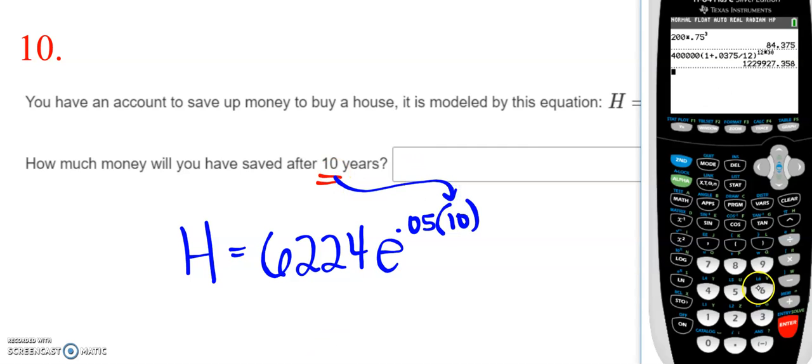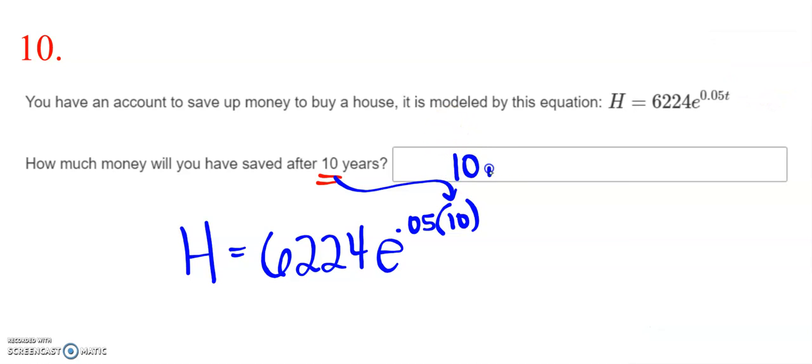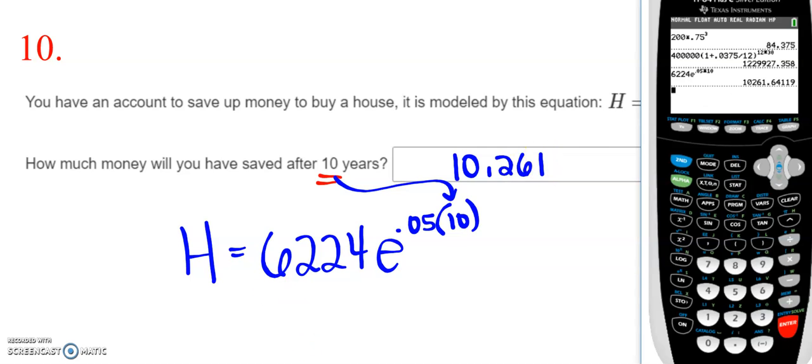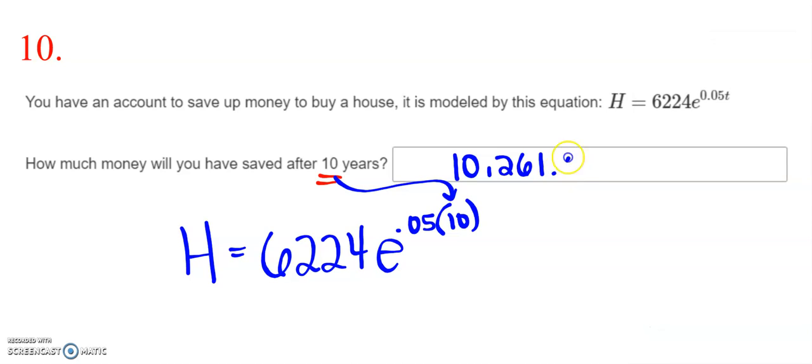So let's use our calculator. 6,224 times e, which, remember, is above the ln, to the 0.05 times 10. Again, make sure you use parentheses if you have the older calculator. We get 10,261.64, because we're always going to round to 2 decimals when we're talking about money.